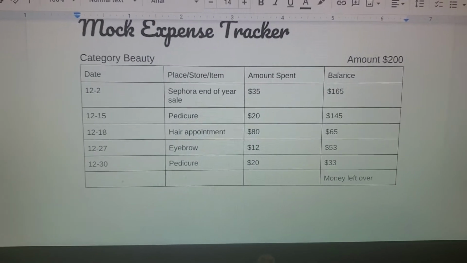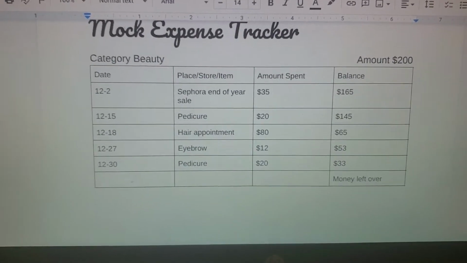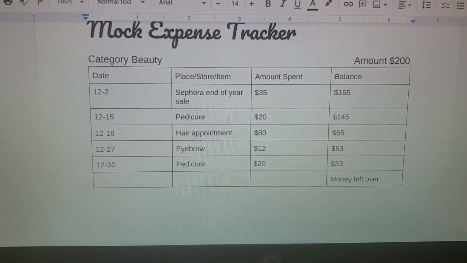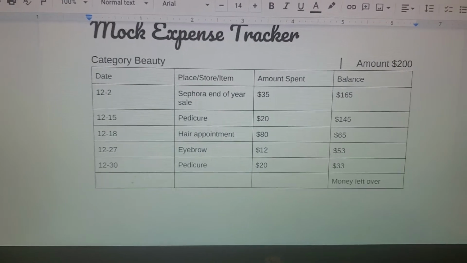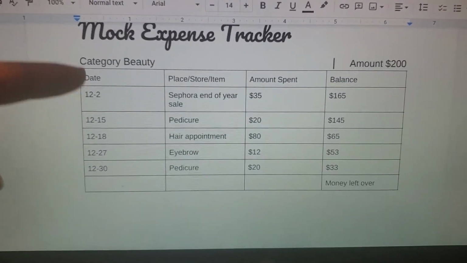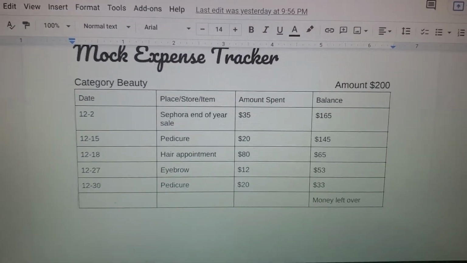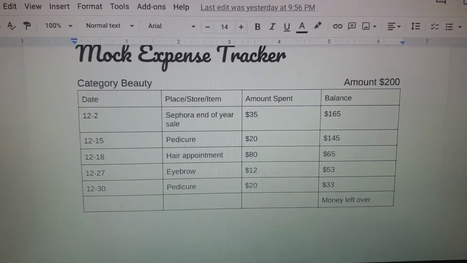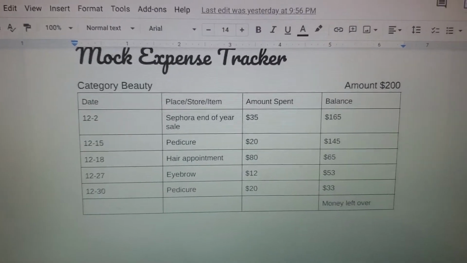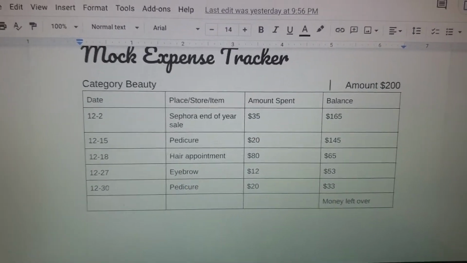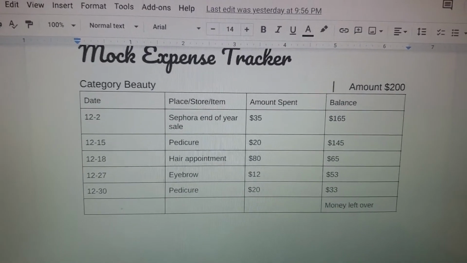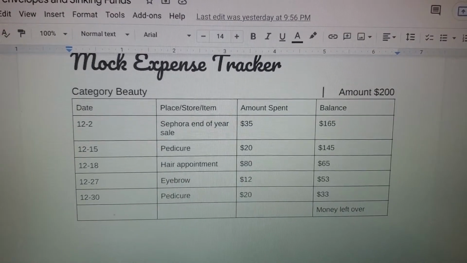On the 27th, she had an eyebrow appointment. Why she didn't get her eyebrows done the same day she got her hair, I don't know. That ain't my business. And she has $53 left. And as you can see, it's a reoccurrence thing for Brittany because she likes to keep her toes done. Why she don't get her nails done, I don't know. That ain't my business. But on 12/30, she got another pedicure, which was $20. So we know Brittany is going to get her pedicures every 2 weeks, leaving her with $33 left over.